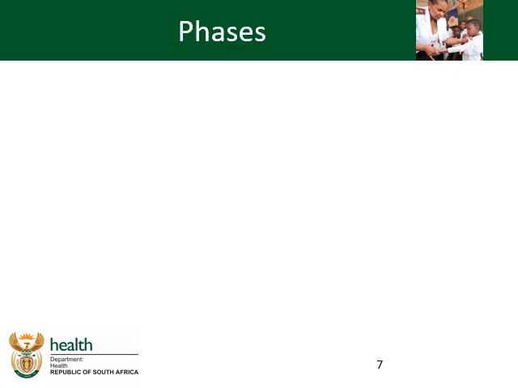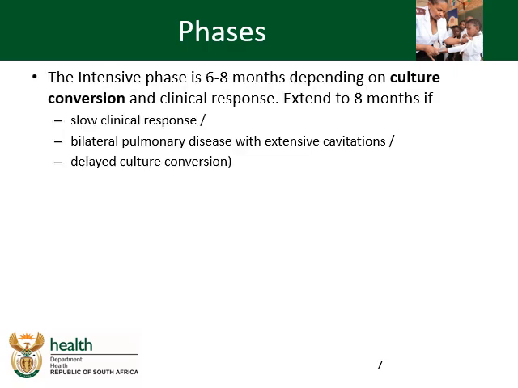So let us look at the phases of our long regimen, and actually it's much simpler than with the short regimen. The intensive phase is 6 to 8 months, but now we're going to be looking at culture conversion rather than smear conversion. You want your patient by 6 months to be culture negative. If at 6 months the patient is showing a slow clinical response, or there are quite extensive cavitations, quite extensive disease, or they're still culture positive, then you can extend to 8 months of your initiation phase.